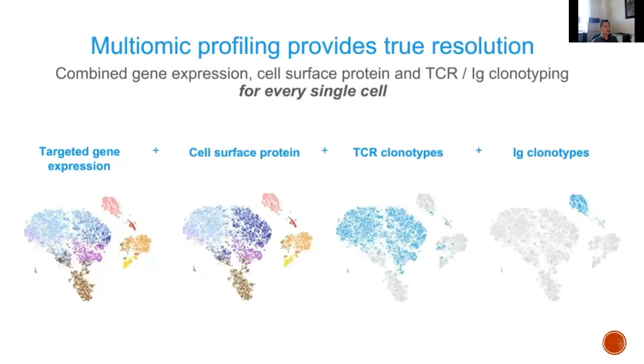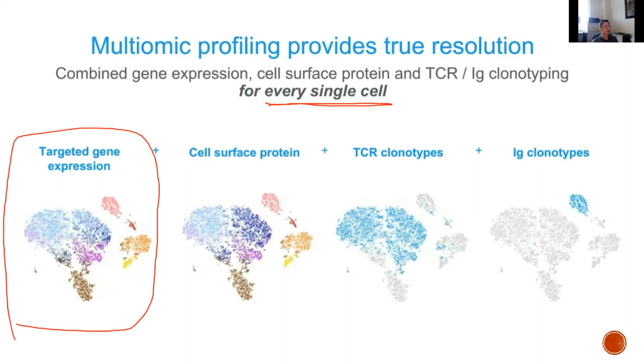So the real power is through the single cell. That's for every single cell you sequenced, you can get a corresponding either cell surface protein profiling or T cell or B cell clonotype, because you have this barcoding system that allows you to trace back to the individual cell and then look at this individual cell's clonotype, match their receptor sequence with their gene expression one by one. So that's where the power comes from.